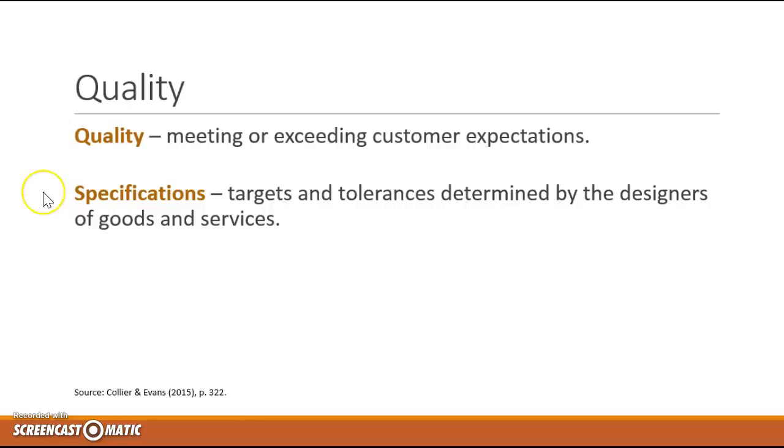One is specifications, and so specifications are targets or tolerances determined by the designers of the goods or services, and so that, of course, is us. The critical thing here is to make sure these specifications actually reflect the customer's expectations. What we have to do with these specifications is quantify what the customer's expectations are. And that can be challenging sometimes, so we'll look at ways to address that. But in order to measure the effectiveness of our services and the quality of our goods, we need to identify specifications.